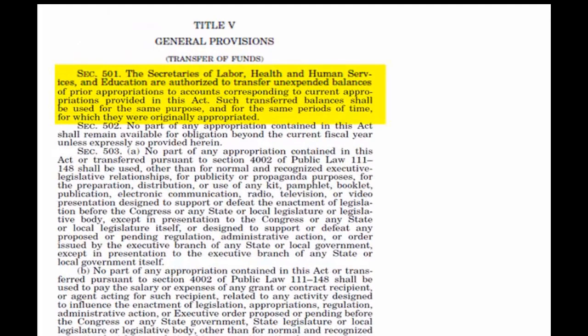The sample year of 2015 has 29 general provisions in Title V of the Labor HHS Education and Related Agencies Appropriation Act. By their placement, these apply more broadly to the Departments of Labor, HHS, Education, and Related Agencies. Except for Section 501, which allows the transfer of unexpended balances, most of these general provisions are negative. For example, Section 502, which we've seen before, reminds us funds are available only for 1 year unless stated otherwise.